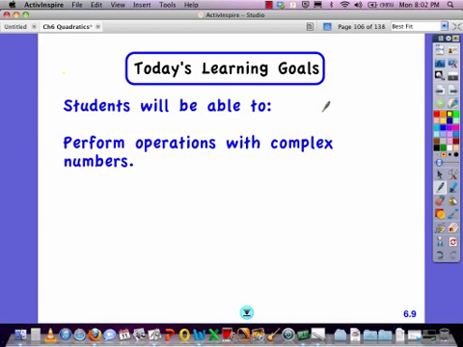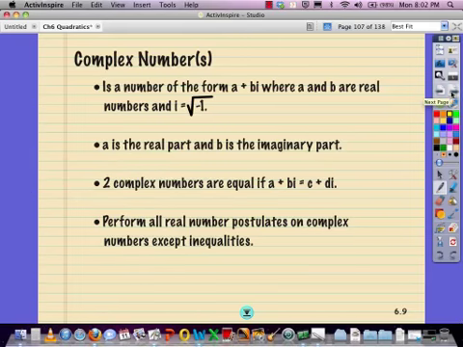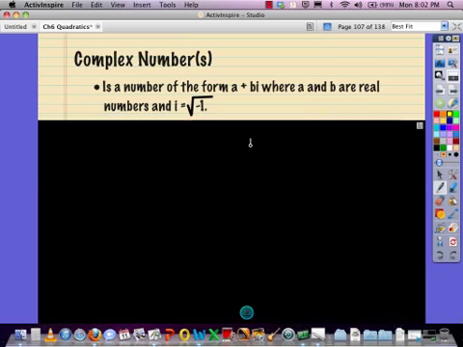Okay, section 6.9. We are now ready to begin talking about the family of complex numbers. Now that we introduced you to imaginary numbers, we can expand that just a bit and talk about complex numbers. So, looking ahead, complex numbers, let's write this down.